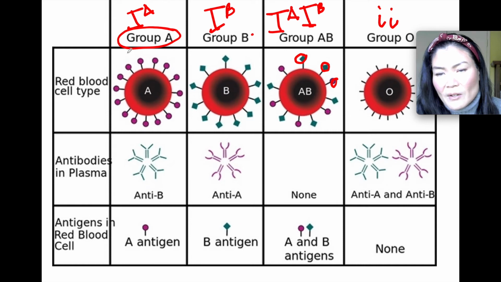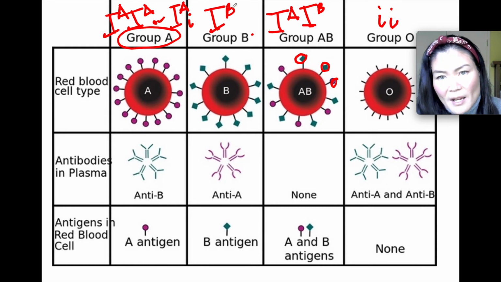Okay, so if you have A blood type, you could either be IA IA, or what's the other genotype? You could be IA little i, because remember, little i is the O blood gene, which is recessive. And then if you have B blood type, you could be IB IB. I'm running out of space here. Or you could be IB little i, right?